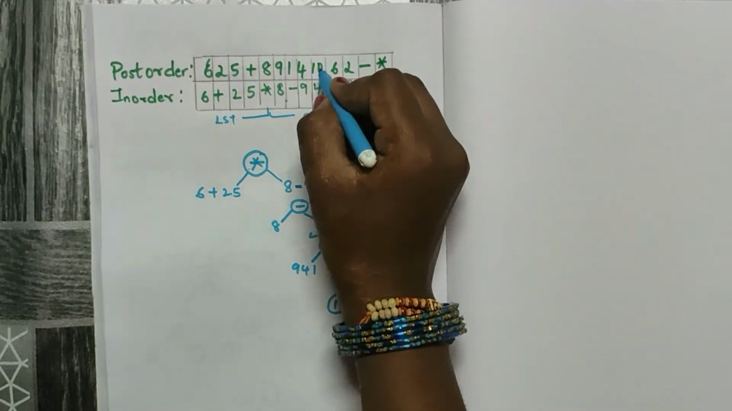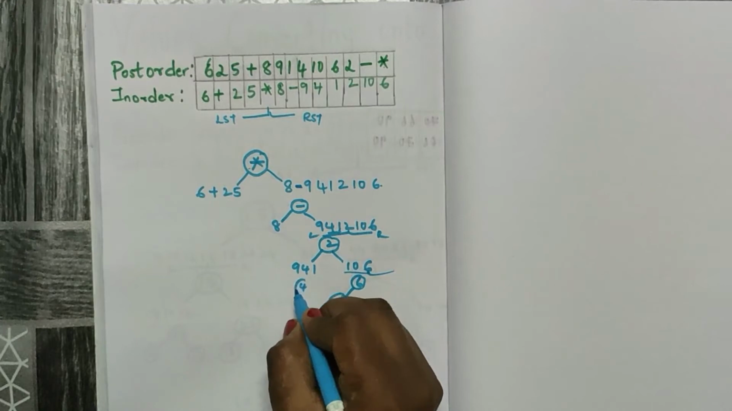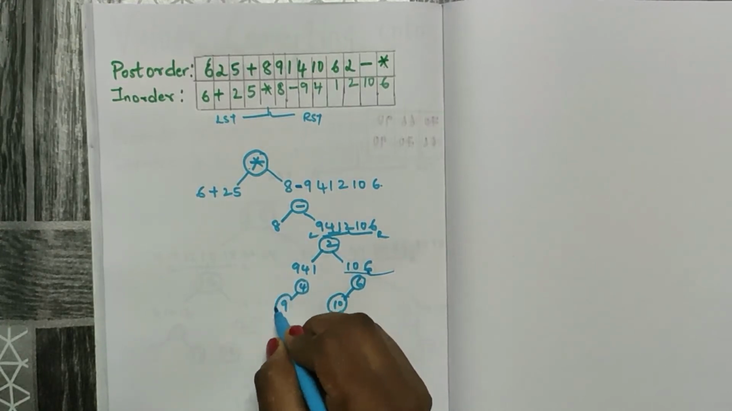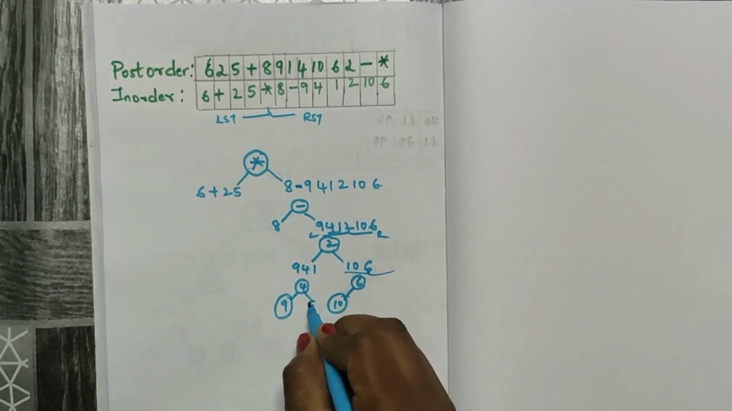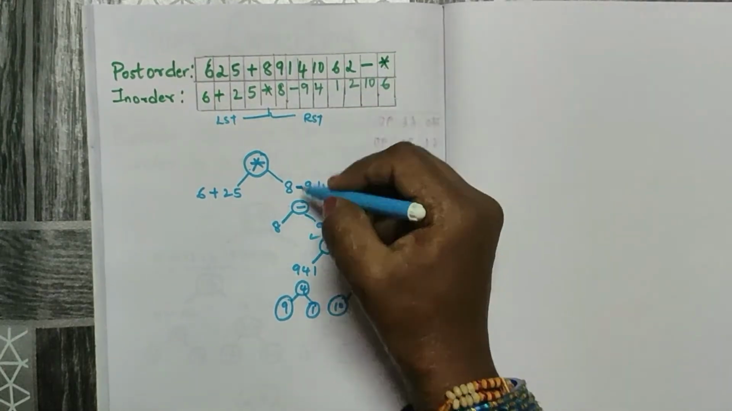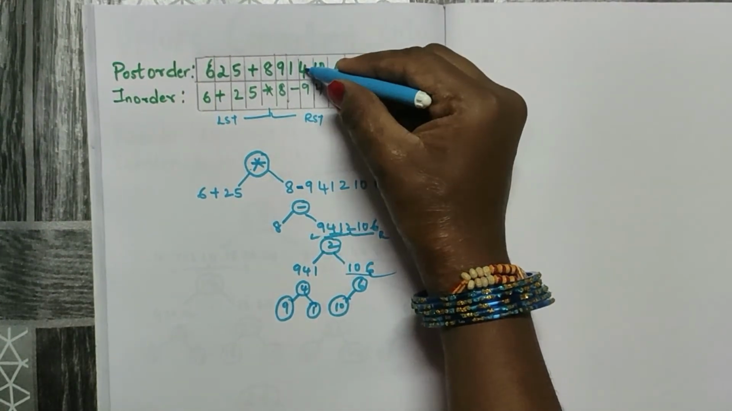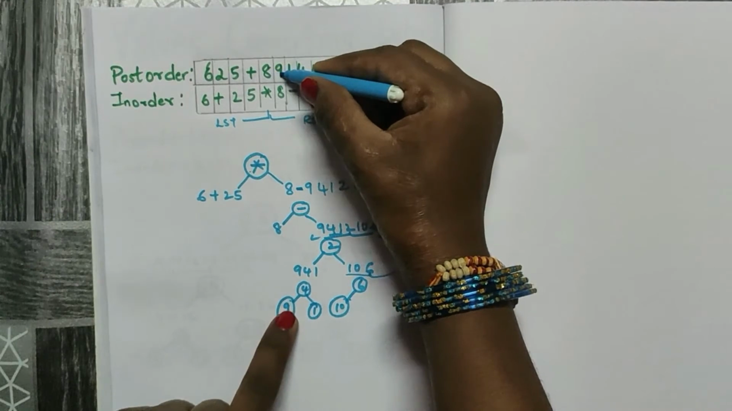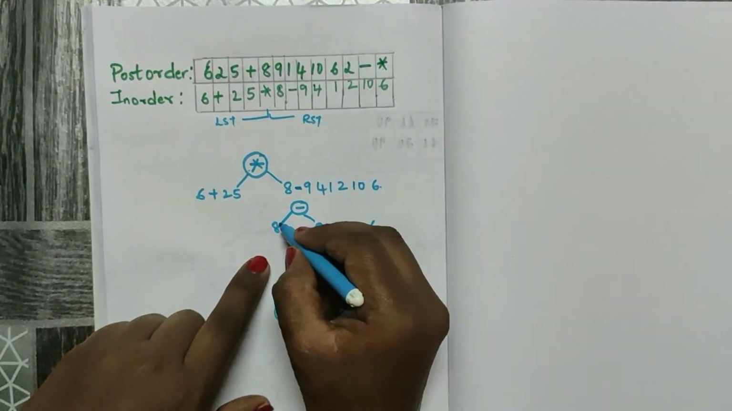Now after 10, 4. 4 is the main root. So left and then right. Now after this, 4 is done, 1 is done, 9 is done, 8 is also done over here.